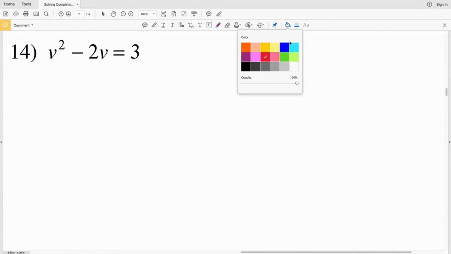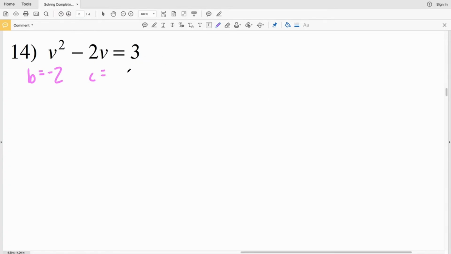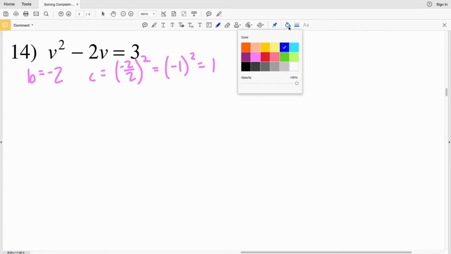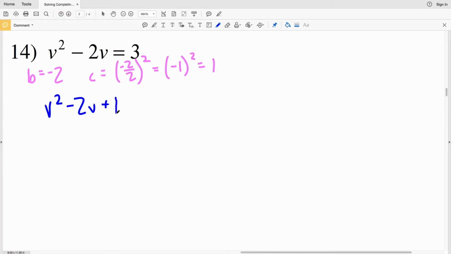Moving on to number 14, I don't have a constant on my left-hand side. It's already been moved to my right-hand side of my equation, so I just need to complete the square. So b is equal to negative 2, therefore c equals negative 2 over 2, b over 2 squared. Negative 2 over 2 is negative 1, and when I square that quantity, I'll get a positive 1. So now I'm just going to add c to both sides. V squared minus 2v plus c equals 3 plus c, and that c value was 1. So I'll have v minus 1 squared equal to 3 plus 1, which is 4.